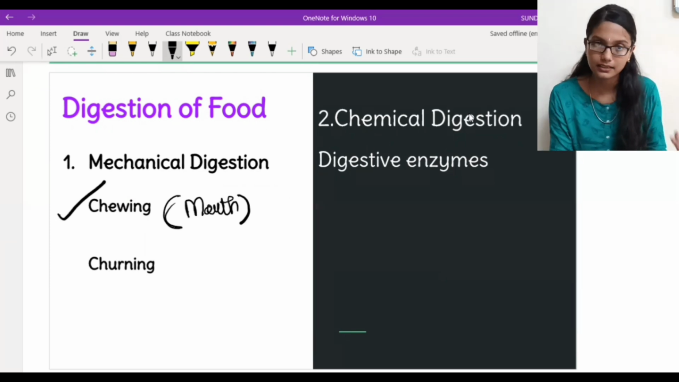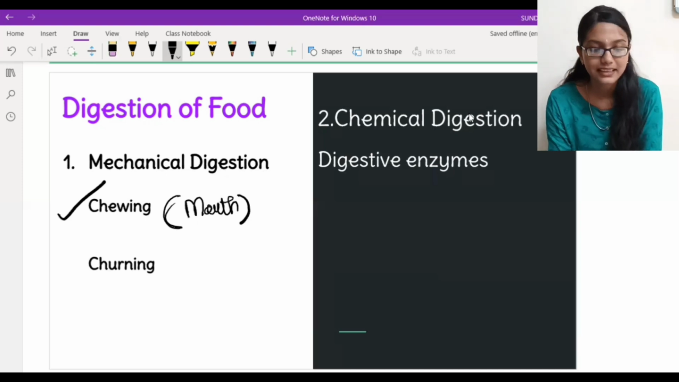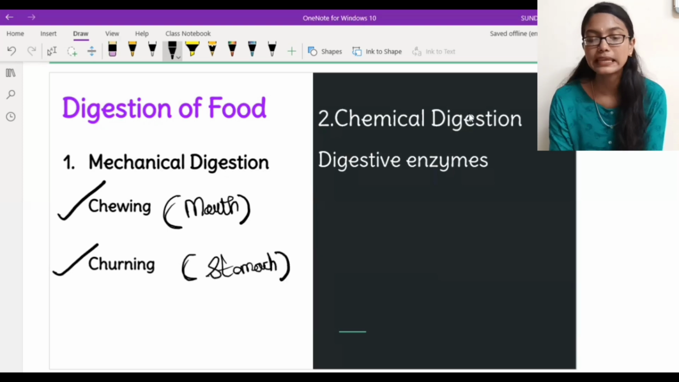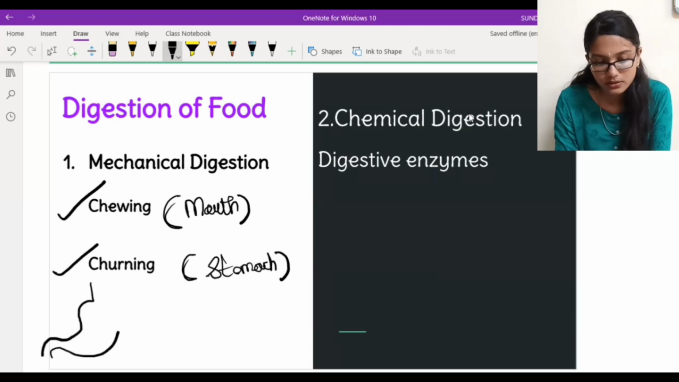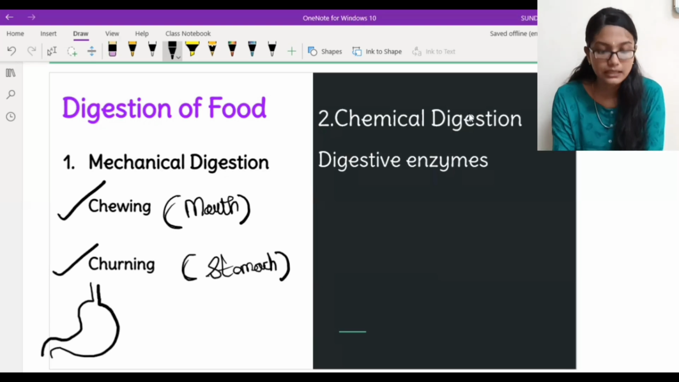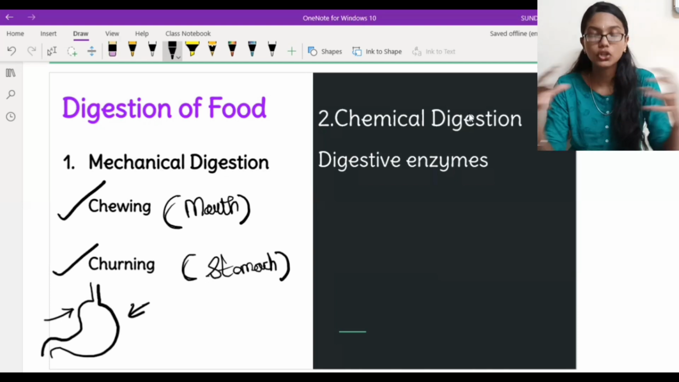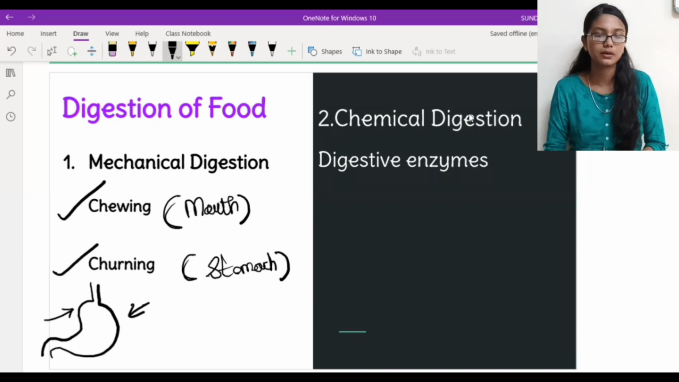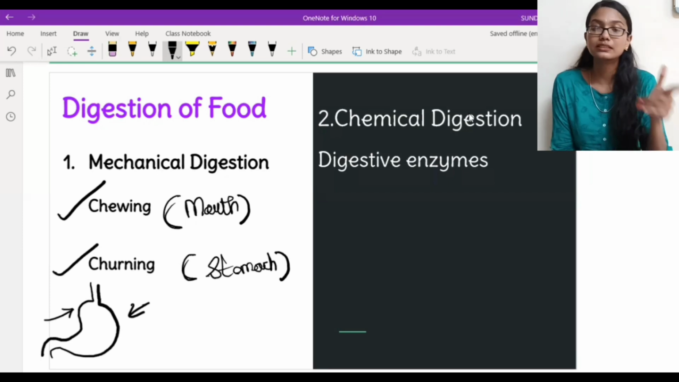Next, there is another place where mechanical digestion takes place, and that is the stomach. There we don't call it chewing, we call it churning. We saw how the stomach looks, somewhat like this. The stomach layer will be coming to and fro so that the food is thoroughly mixed with the juices present in the stomach. This is one type of mechanical digestion taking place in our body. So this is about mechanical digestion.